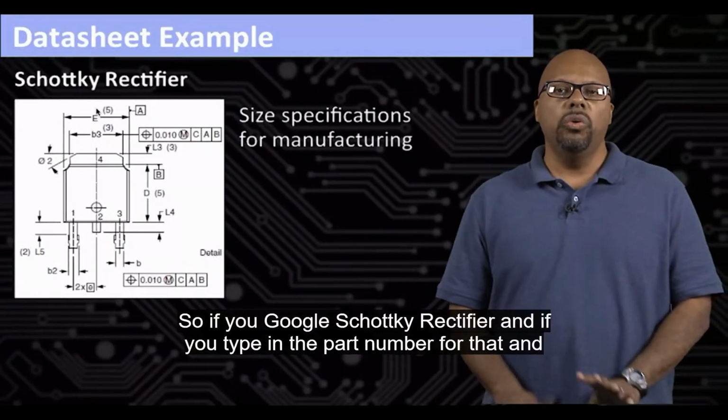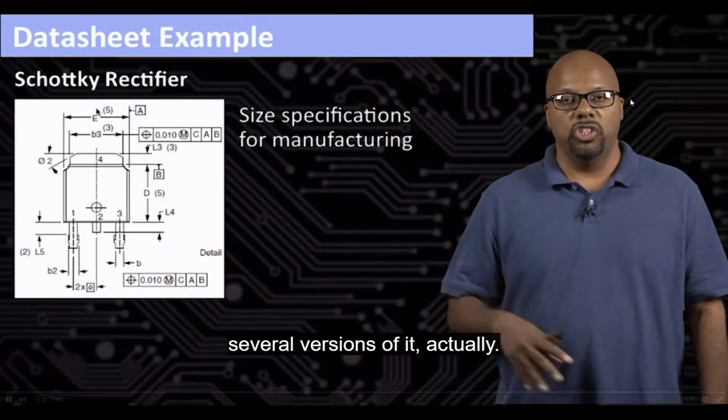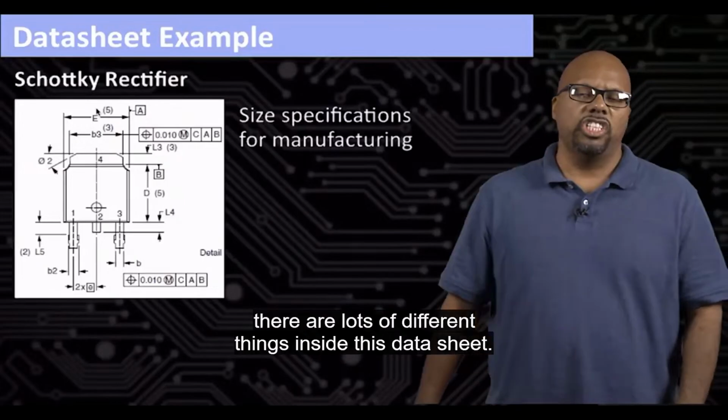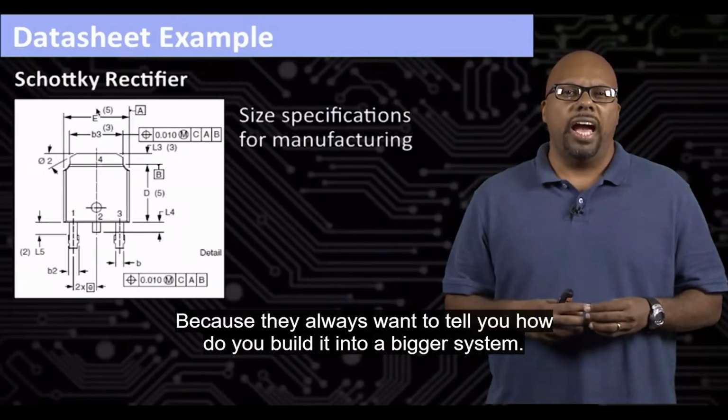This is a piece of a data sheet. If you Google Schottky rectifier, and type in the part number and type data sheet, you'll come up with a data sheet, several versions of it actually, and you can click on it, and there are lots of different things inside this data sheet. One thing that you always find inside a data sheet is the physical dimensions of the part, because they always want to tell you how you build it into a bigger system, right?